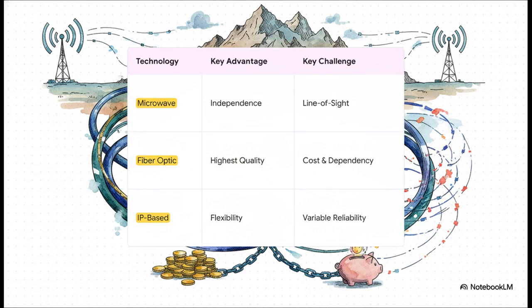Microwave, you get total independence, but you better have a clear line of sight. Fiber, unbeatable quality, but you're paying for it and relying on someone else. And IP, super flexible and way cheaper, but you have to be smart about keeping it reliable. It's a classic engineering puzzle. There's no single best answer, just the best answer for a specific situation.